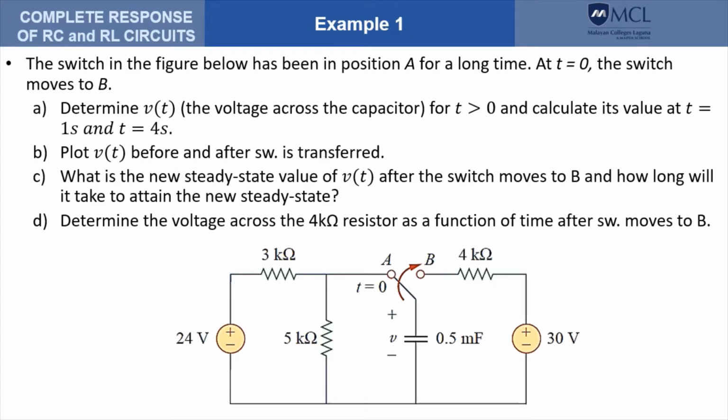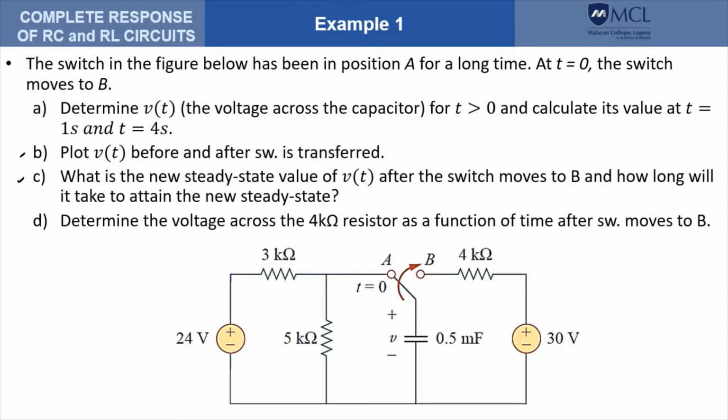Here we are asked to determine what is the voltage across the capacitor for t greater than 0, meaning the voltage after the switch is transferred to B. And then we're also required to know what is that voltage at t equals 1 and 4 seconds after the switch is transferred. For B, we're required to plot the voltage of the capacitor before and after the switch is transferred.